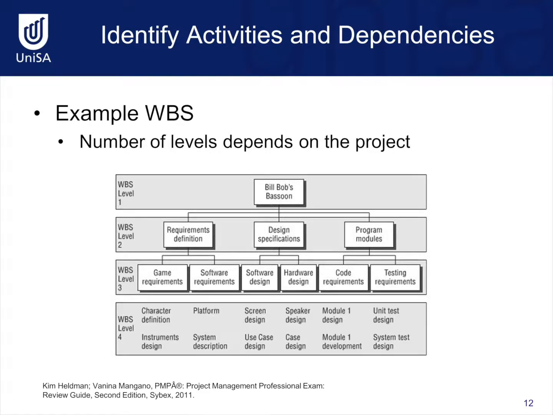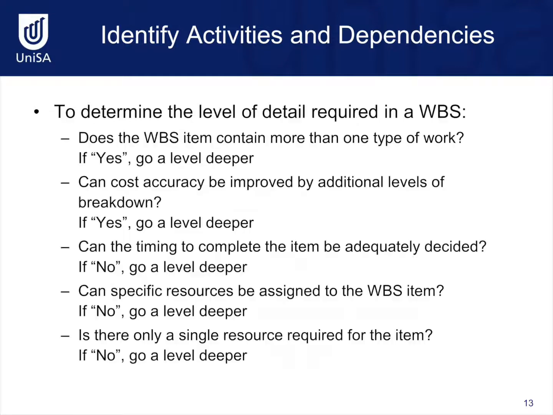Here is an example of a work breakdown structure that has 4 levels. The number of levels provided is dependent on the nature, size, and complexity of the project being planned. It's important to note that each descending level represents an increasingly detailed definition of the project work. This allows work to be allocated to the appropriate people working on the project. This slide provides some rules to follow to determine the level of detail required in a work breakdown structure.